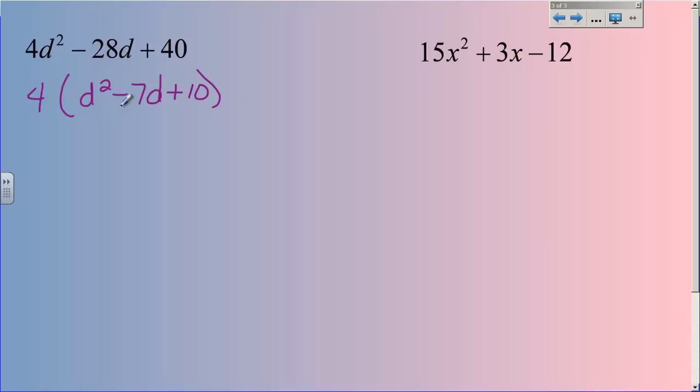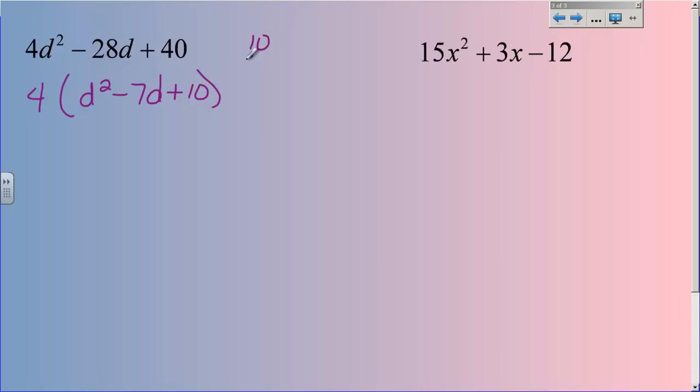Now this is a trinomial that can still be factored using the AC method. So I'm going to factor what's in parentheses using the AC method. The 4 gets to follow along the entire way through. It's just like when you have a negative in front, except you have a greatest common factor. So 1 times 10 is 10.